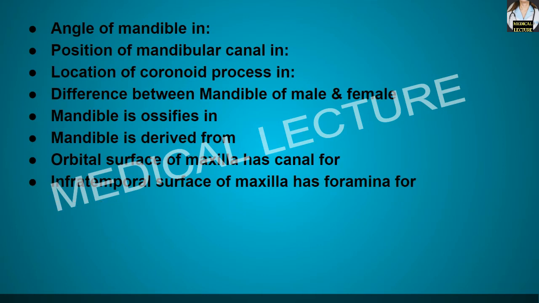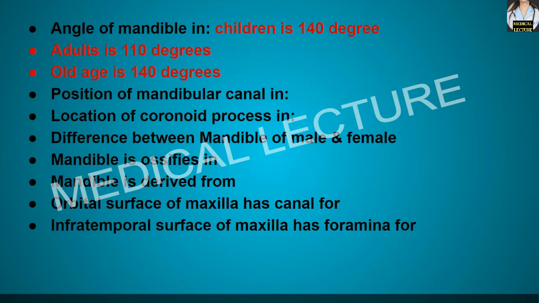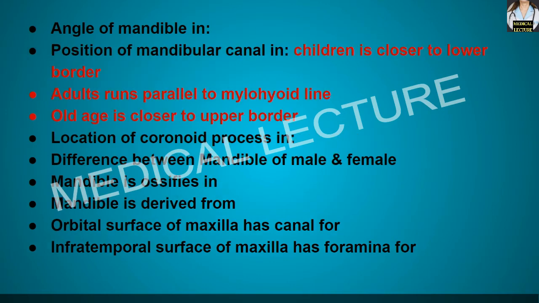Now next is, what is the angle of mandible in the children, adults and old age? In the children it is about 140 degrees, in the adults it is about 110 degrees, and in the old age it is the same as in the children, that is 140 degrees. Now next is, what is the position of the mandibular canal in children, adult and the old age? Remember, in the children this canal is located closer to the lower border of the mandible bone. In adult it actually runs parallel to the mylohyoid line, and in the old age it is closer to the upper border of the mandible bone.